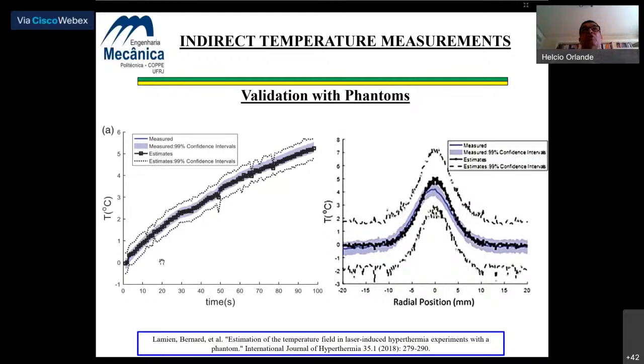In this figure, we show the measurements used for the solution of the state estimation problem, as well as the estimated temperatures in this region, and they are in very good agreement. But in this figure on the right, we show that the measurements and the estimated temperatures at the surface of the phantom are also in very good agreement. This is the radial variation at a specific time. And the point here is that only those measurements were used for the solution of the inverse problem, and these ones were only used for validation.